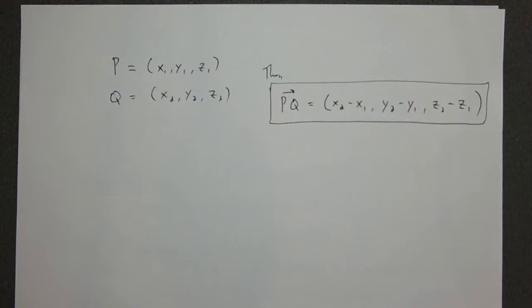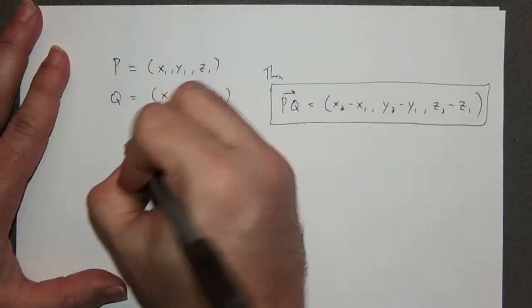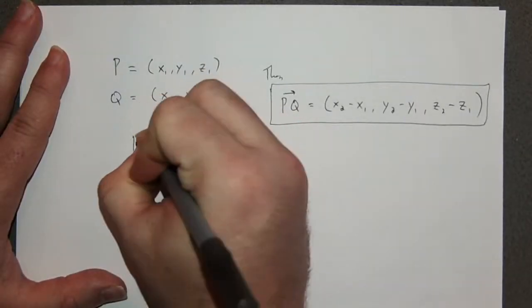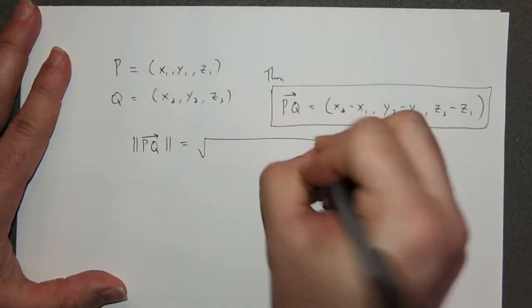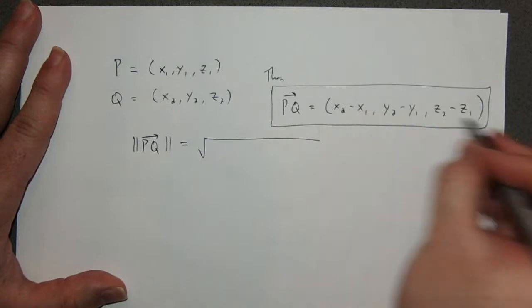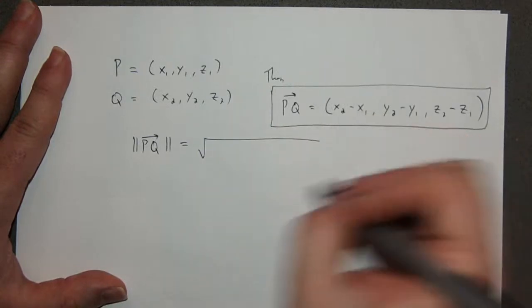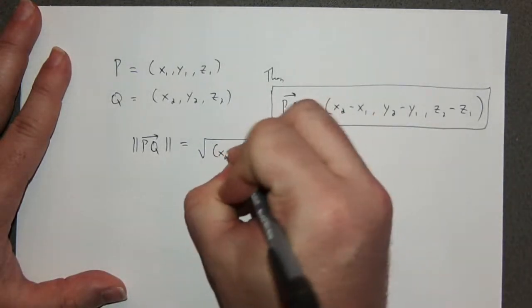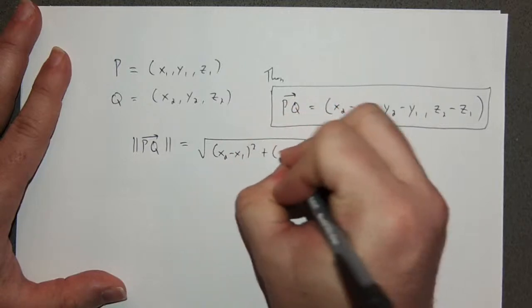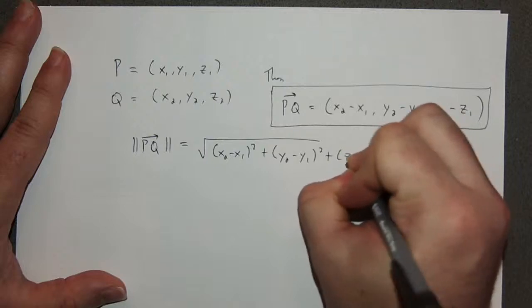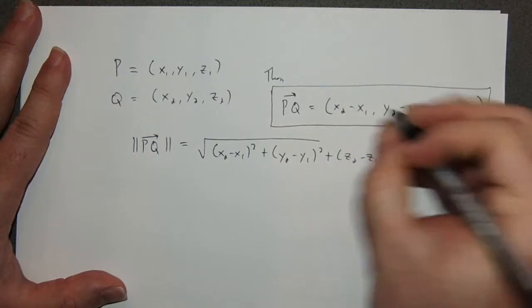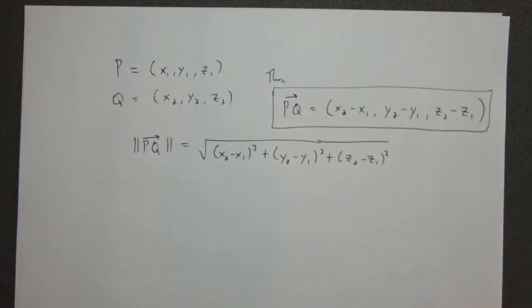Notice, if we do this, then the length of our vector PQ is the square root of, look at these components, x sub 2 minus x sub 1 squared plus y sub 2 minus y sub 1 squared plus z sub 2 minus z sub 1 squared, which is exactly our distance formula in space.